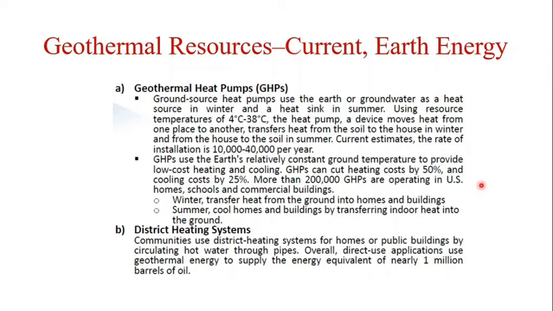Second is district heating systems. Communities use district heating systems for homes or public buildings by circulating hot water through pipes. Overall, direct use applications use geothermal energy to supply the energy equivalent of nearly 1 billion barrels of oil.